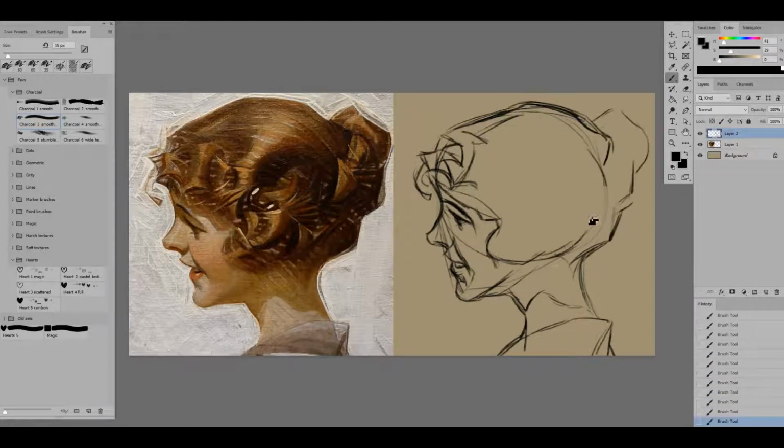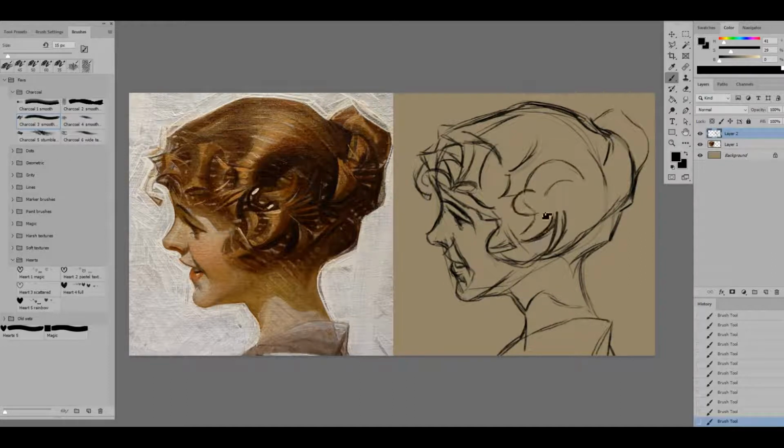Today I did a quick master study of this portrait that was illustrated by J.C. Leyendecker. I think I'm saying his name right. The video you're watching is at 30x speed, so it took me just over 2 hours to complete.